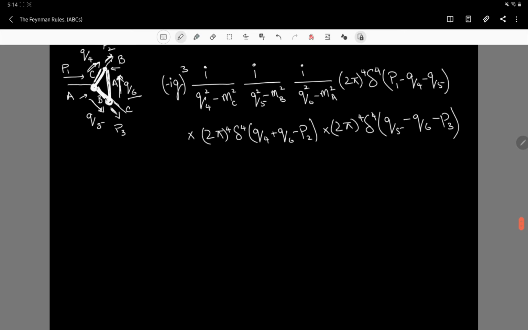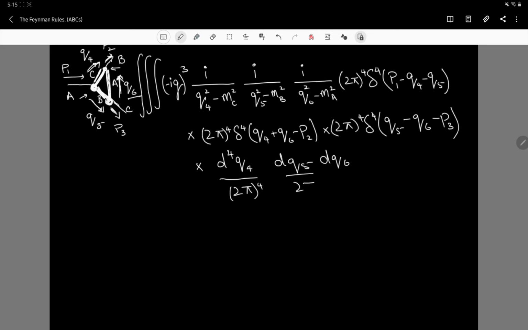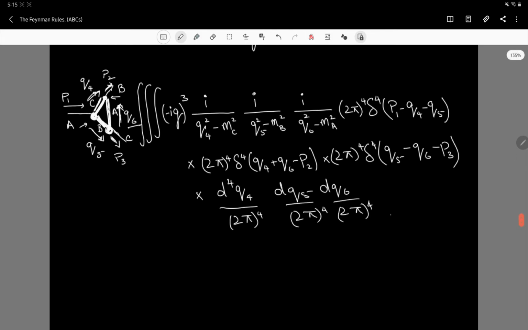And now you just integrate over all these internal lines. We have 3 of them, so we have 3 integrals over d4q. A q is associated with each internal line, so we have dq4, dq5 and dq6, and we should not forget this factor of 2 pi to the power 4 with each of these. And here is your integral written in momentum space. Perfect, so we drew a diagram and wrote down its integral in momentum space.